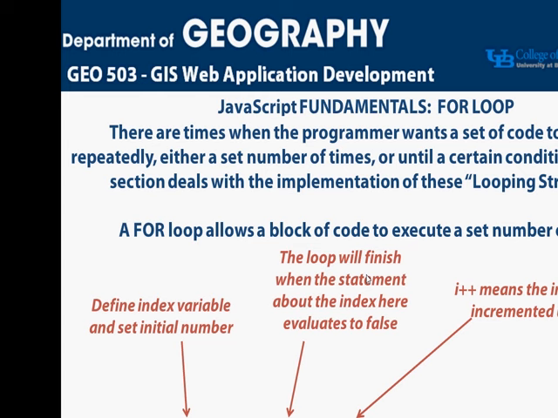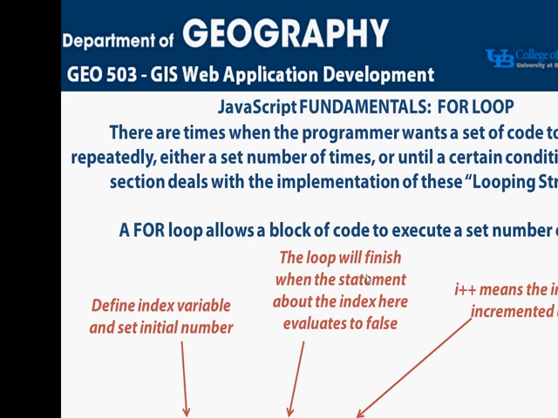The next thing we'll talk about, another looping structure, is a for loop. Most programming languages, probably all programming languages, have something like a for loop. This will be very similar to the for loop in C#. A for loop is used when a programmer wants a set of code to run over and over a set number of times, or until a certain condition is met. For a for loop, it's actually more a set number of times.